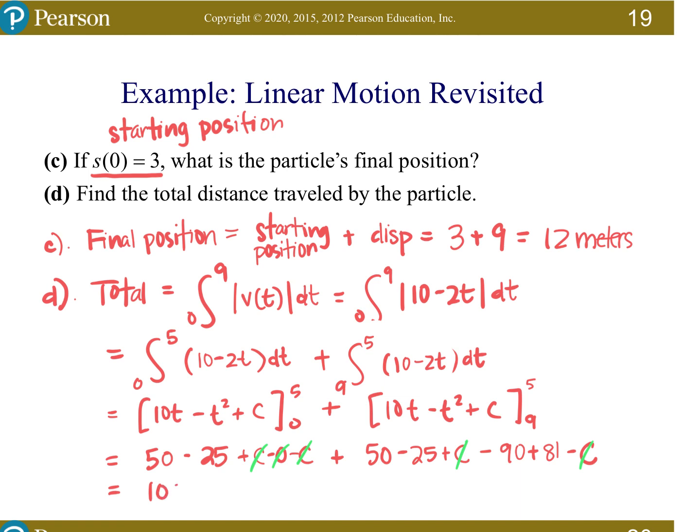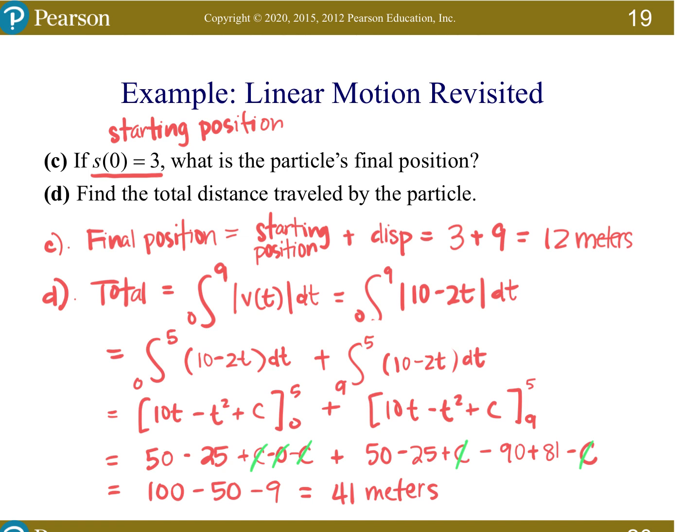I do 50 and 50. That's 100. And then minus 25 and minus 25, that would be minus 50. And then the minus 90 and 81, that's minus 9. So what's our total answer? 41, and then meters.